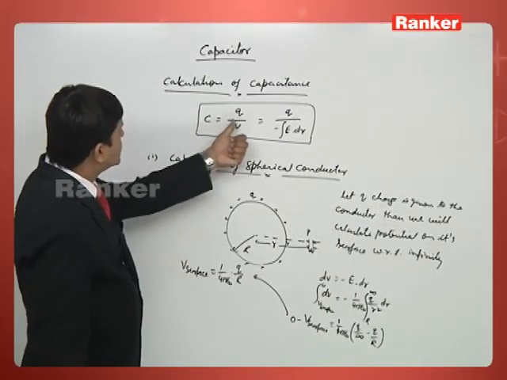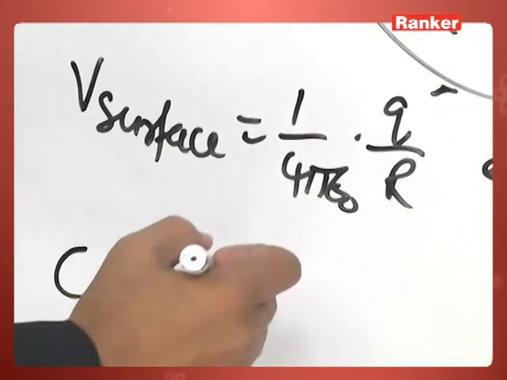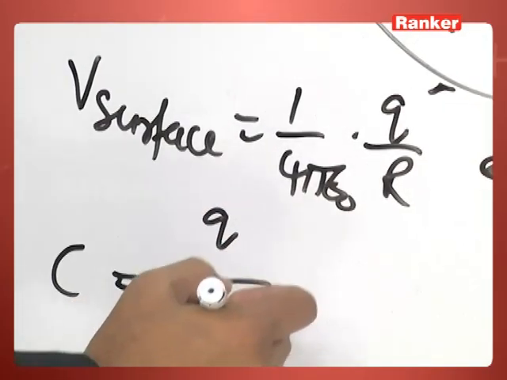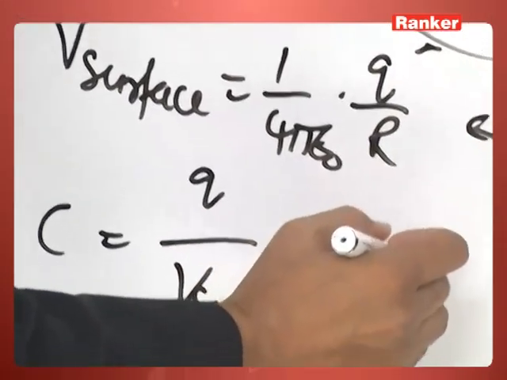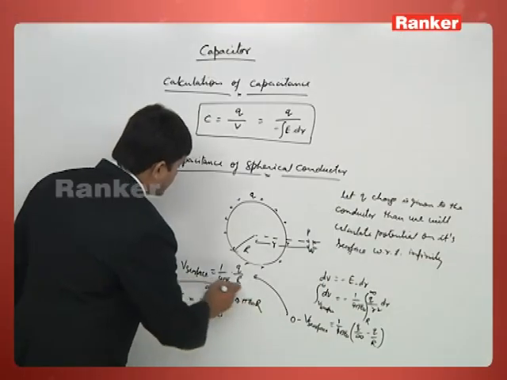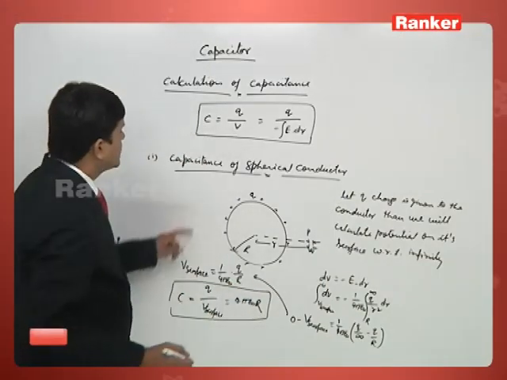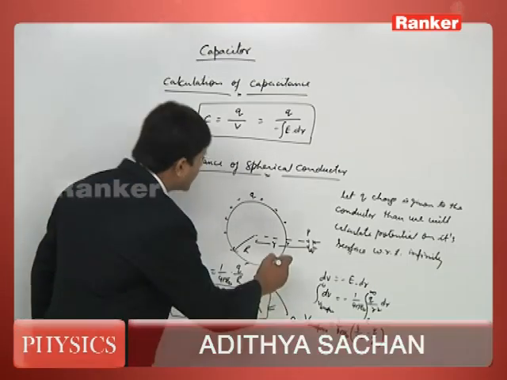According to this result, C can be written as Q by V on surface. So this will be 4 pi epsilon naught R. The capacitance of a spherical conductor is 4 pi epsilon naught R.